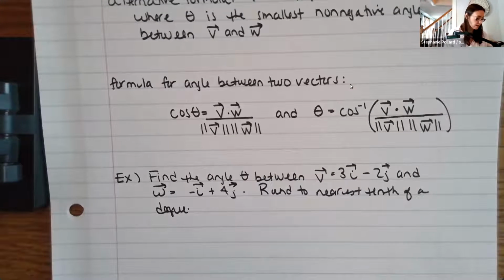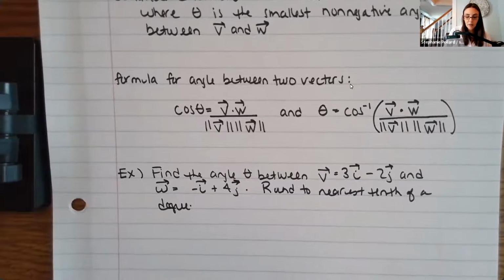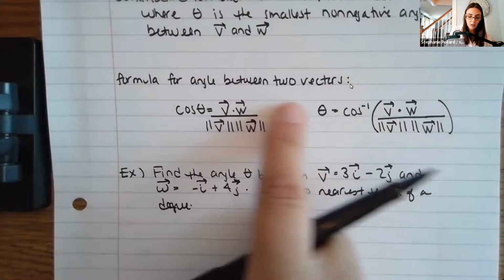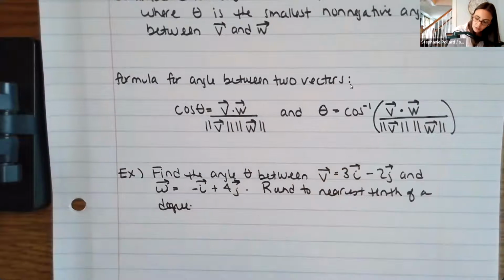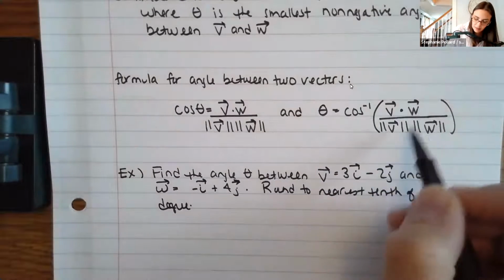So let's go ahead and try it. Let's find the angle between these two vectors, which is 3i minus 2j and negative i plus 4j. We're going to round to the nearest tenth of a degree here. So here I'm just finding the angle. So I'm going to go ahead and use this formula. So the first thing I'm going to do is find this piece here.